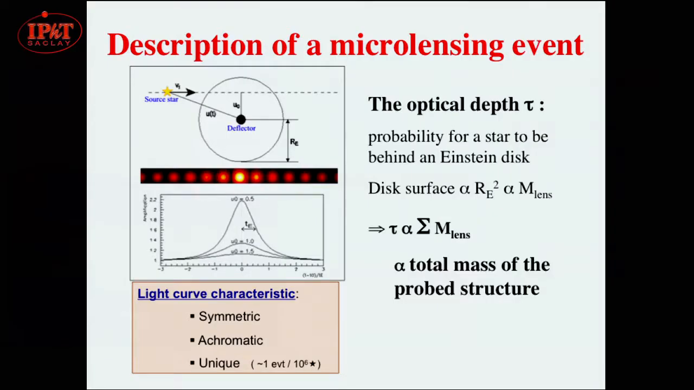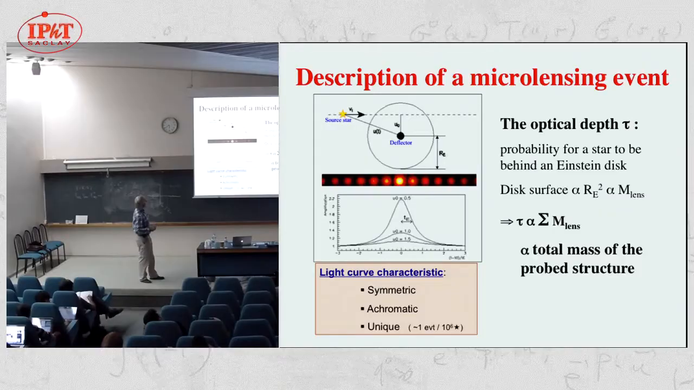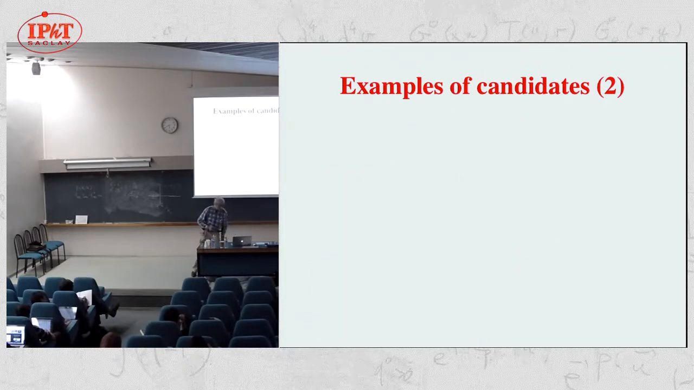Okay, so by the way, that's the optical depth, which is the probability for a given star to be behind an Einstein disk. This is proportional to the square of the Einstein radius, which is proportional to the mass of the lens. Then the total optical depth is proportional to the sum of the mass of the lenses, which is proportional to the total mass of the structure that you are probing between the observer and the source.